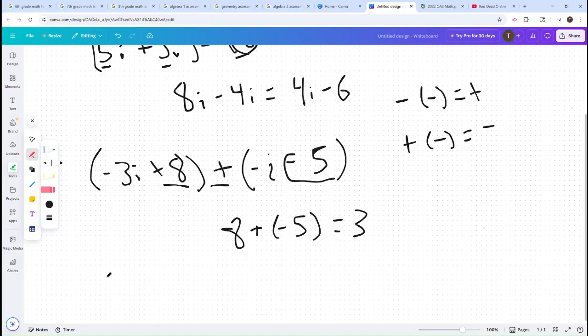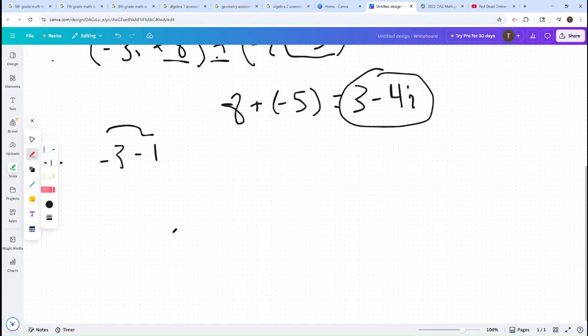Now we have negative 3i plus negative 1i. So that's basically negative 3 minus 1. So if you borrowed $3, then you borrowed another dollar, then you borrowed $4. That's the number of i's you have. All right?